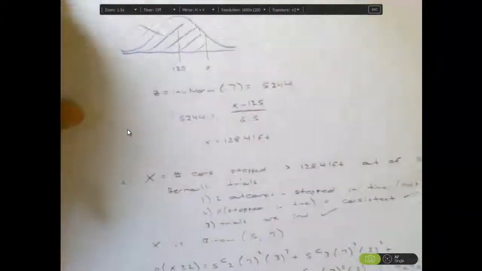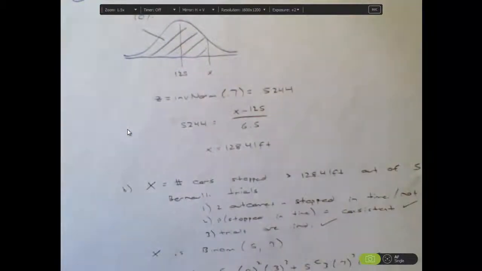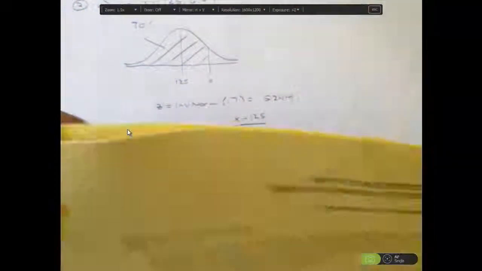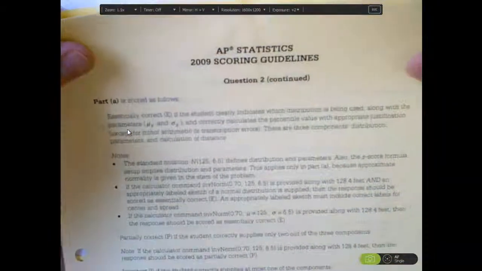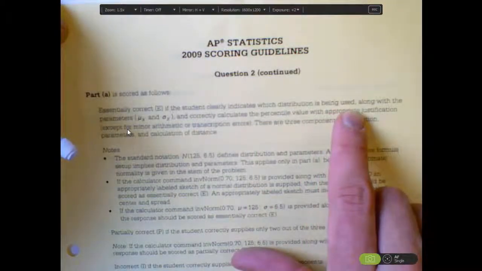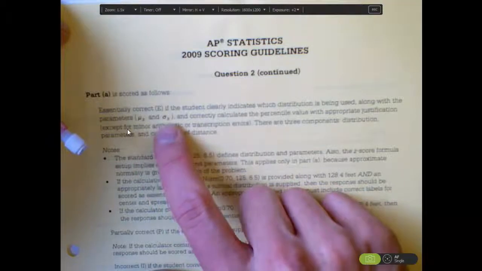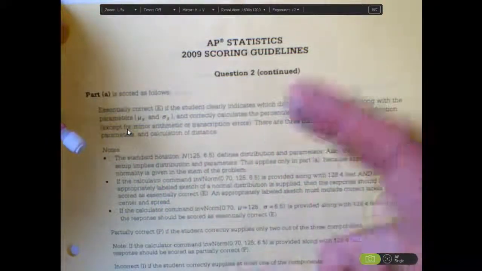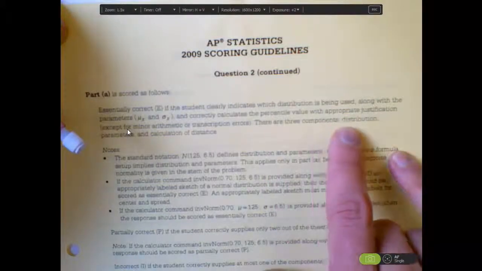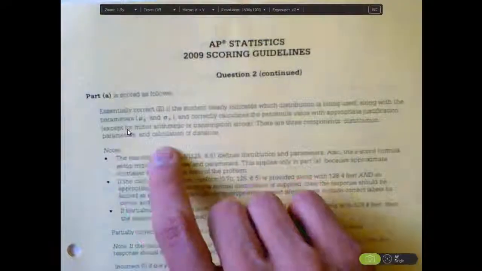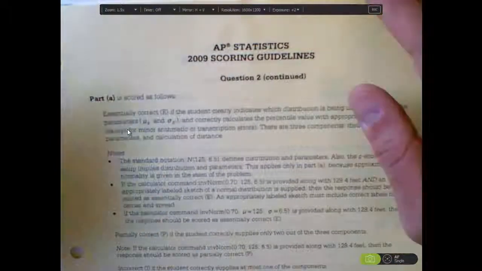Okay, in question number 2, for part A, everything's graded as an E, P, or I. It's essentially correct if you clearly indicate which distribution is being used, along with your parameters, your mean and your standard deviation, and you calculate the correct percentile value. So there's really three components they're looking for: the distribution, approximately normal, the parameters, the mean and standard deviation, and then the actual calculation.